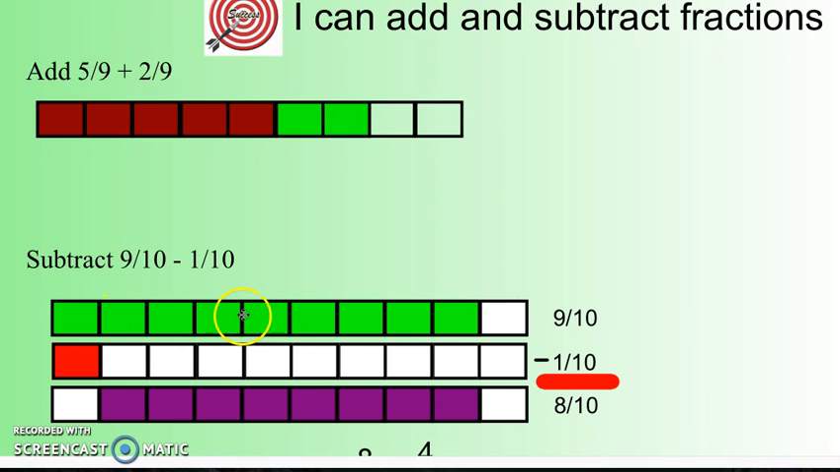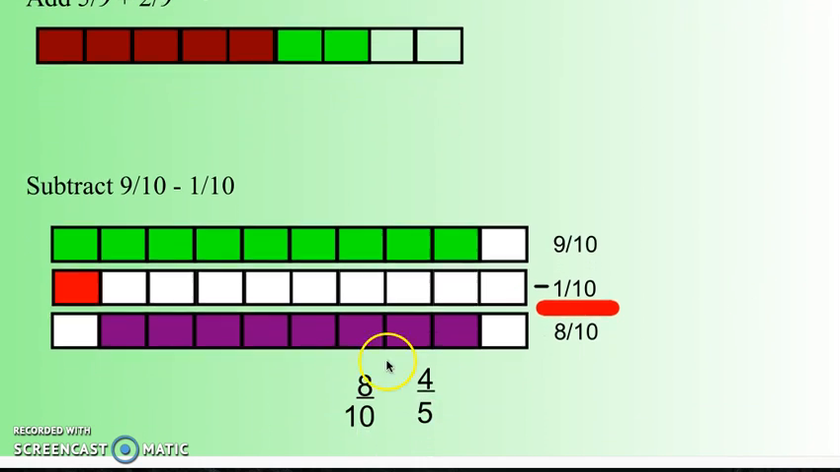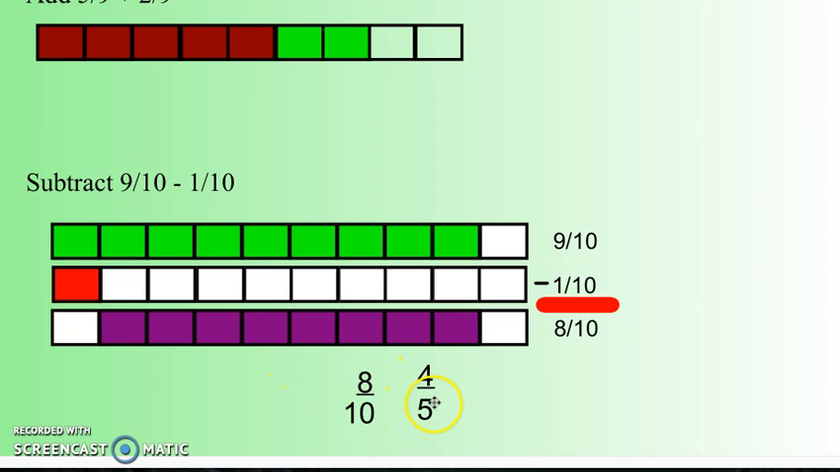Yeah, if this is 9/10 and we take away 1/10, notice that it was green. We represent 1/10 with red, and look what happens. It turned white, meaning it's been subtracted. And so this purple represents what is left over from the 9/10, and what is left over is 8/10. So 9/10 minus 1/10 is 8/10. Or we could say that 8/10 is the same as, or equivalent to, 4/5, because I can divide both numbers by 2 and get 4/5.